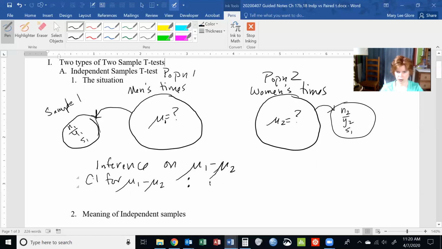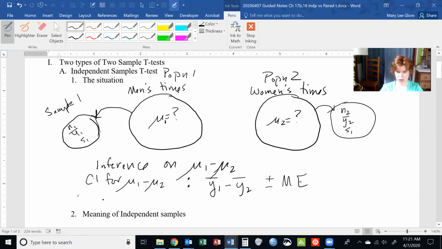So I've got a Y1 bar, which is a good estimate for mu1, and a Y2 bar, which is a good estimate for mu2. And I'll use this when we get our confidence interval. And then I can test.